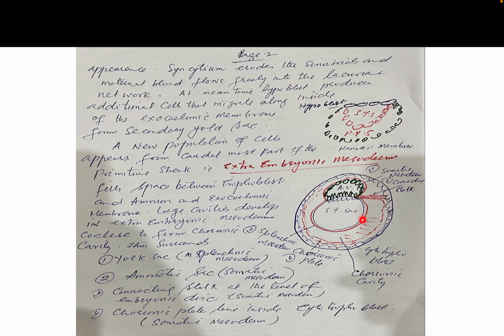Number 1 is the splanchnic mesoderm around the yolk sac. Number 2 is the somatic mesoderm around the amniotic sac. Number 3 is the lining inside of the cytotrophoblast, which is the chorionic plate. And the fourth is crossing this space, connecting the chorionic plate with the embryonic disc. This bridge, crossing this space from the chorionic plate up to the embryonic disc, is given the name connecting stalk.